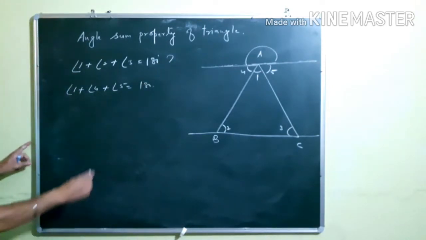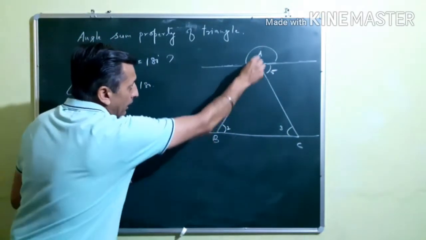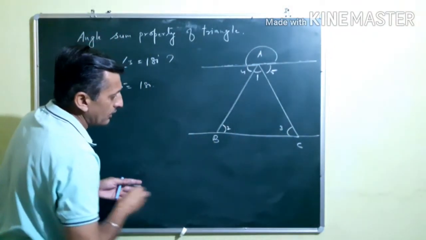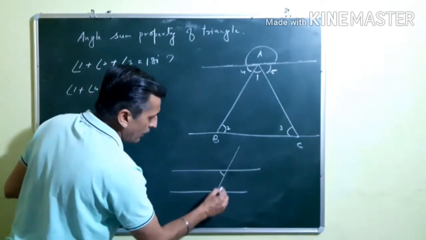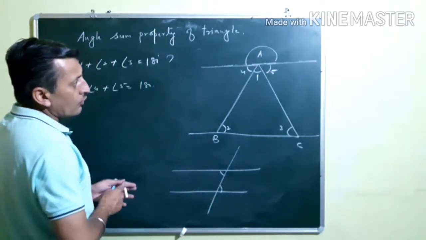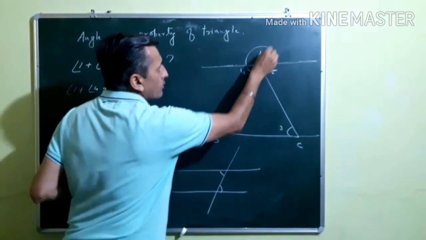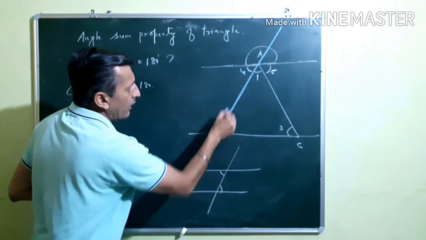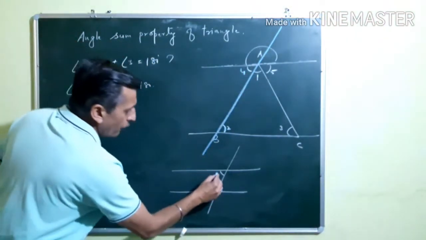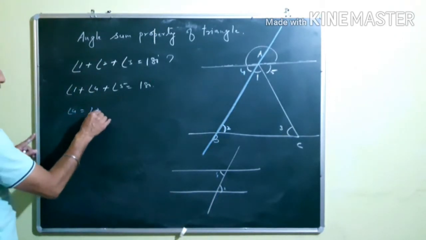Then these two lines are parallel and this is your transversal. I am going to use this concept once again. See, these lines are parallel and this is your transversal line. So that's why angle 4 and angle 2 are equal. Suppose this is your transversal like this. This is angle 2 and this is angle 4. So angle 4 is equal to angle 2.